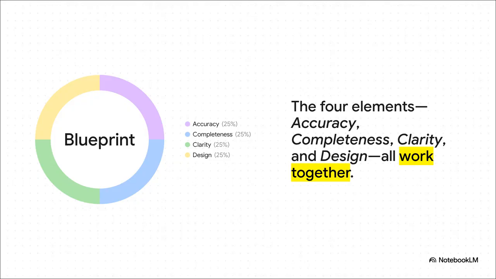So when you put it all together, you see these four things: accuracy, completeness, clarity, and design. They're not just separate items on a checklist. They all work together. Each one is a piece of the puzzle. And when you combine them, you create something really effective, a truly powerful tool for understanding.